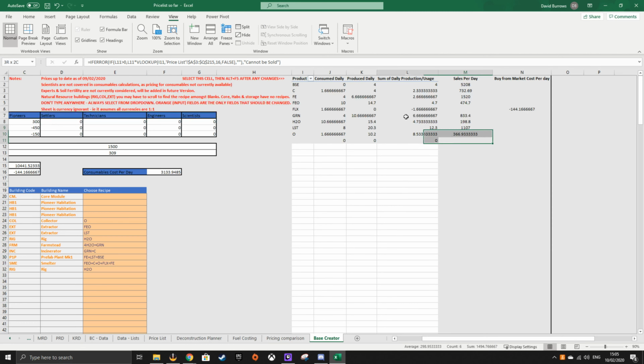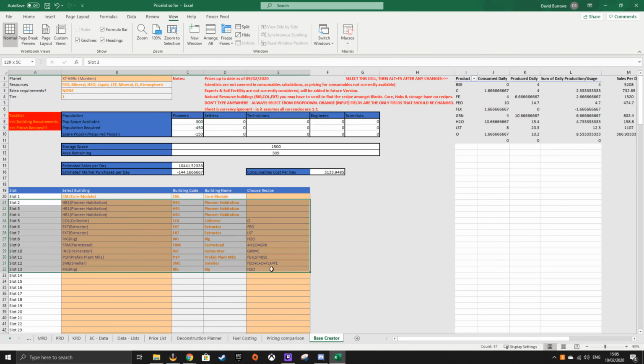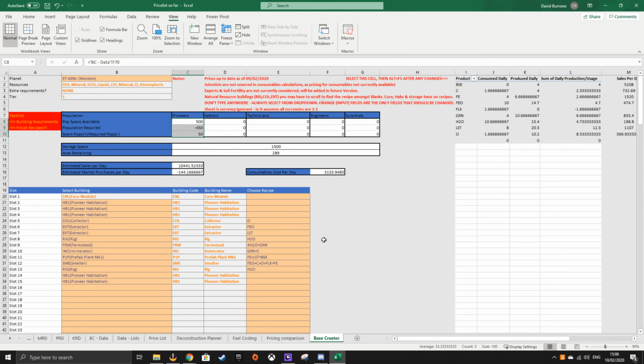And you can see from these live prices here that gives you your sales per day and your buy from market cost, and that feeds into your estimated sales per day and your estimated market purchases per day. At the same time, while we're doing that, we're also calculating the amount of pioneers in pop space that we actually have available and the population that's required. So you can see there that we do need to add in 2 more pioneer habitations before the population is correct.